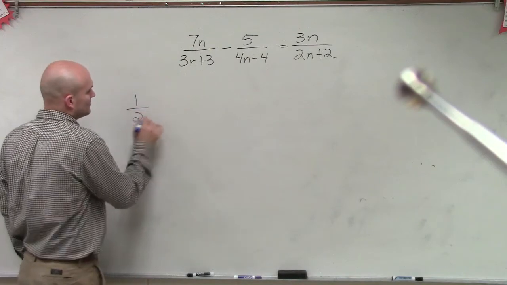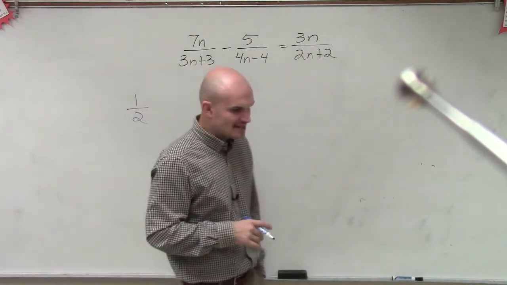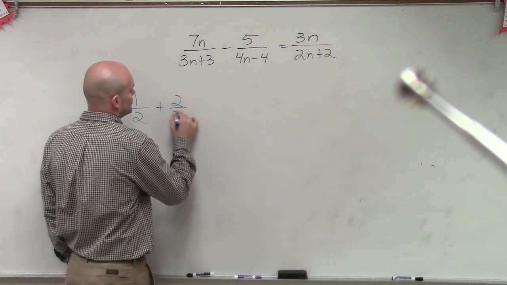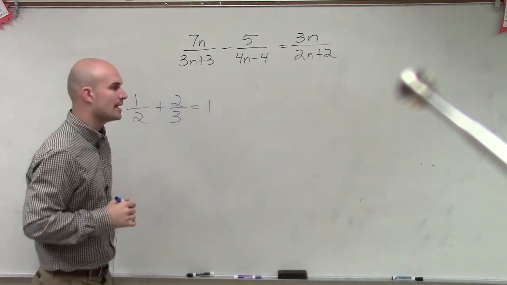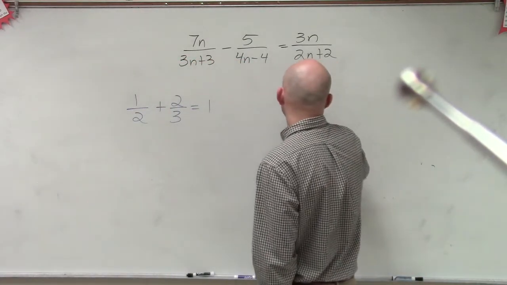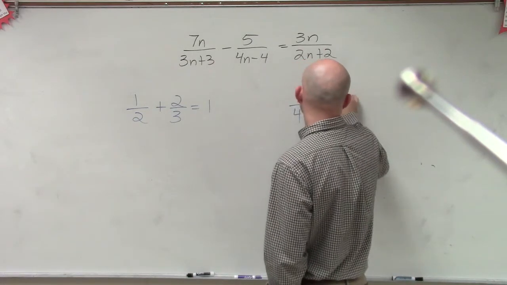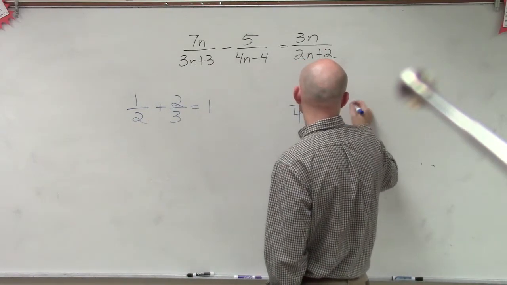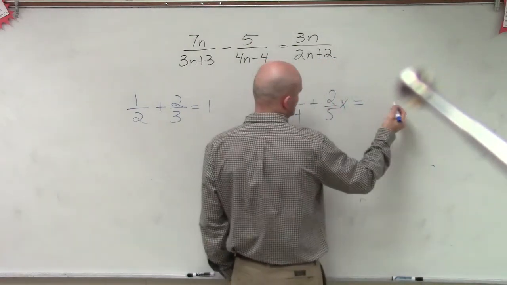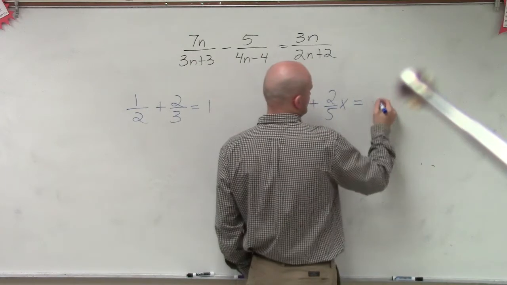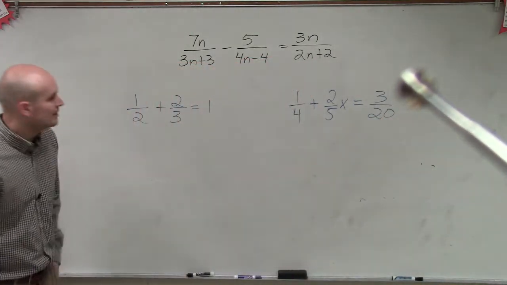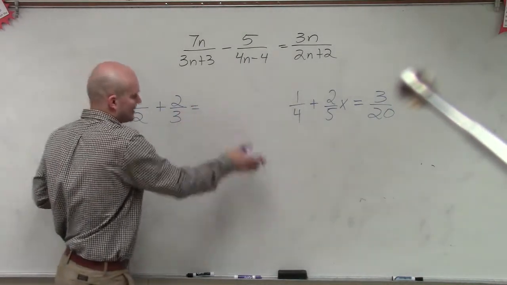Let's say I have a fraction. And then let's say I do 1/2 plus 2/3 equals 1. Okay. Then let's look at this case where I want to solve, and I have 1/4 plus 2/5 x equals 3/20. Okay? Now, I'm sorry, we don't know that equals 1.